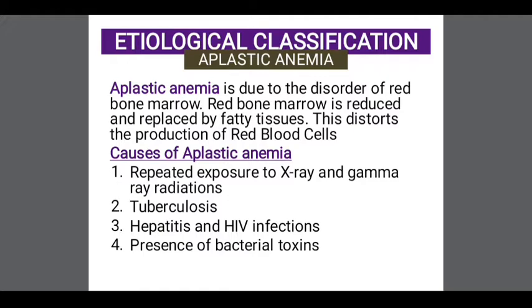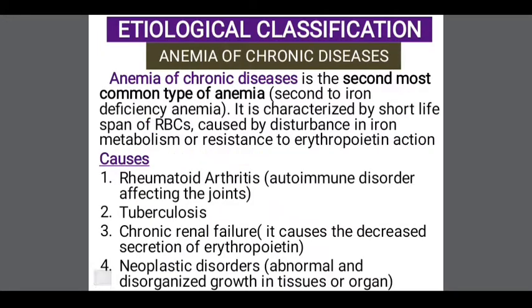Number one is repeated exposure to X-ray and gamma ray radiations. Repeated exposure to X-ray and gamma ray radiations can cause aplastic anemia. Number two is tuberculosis. Number three is hepatitis and HIV infections. Number four is presence of bacterial toxins. Okay, so all these can play a part in causing aplastic anemia.